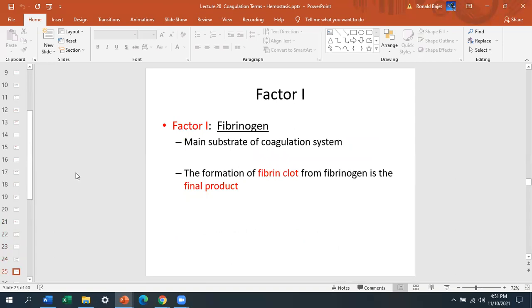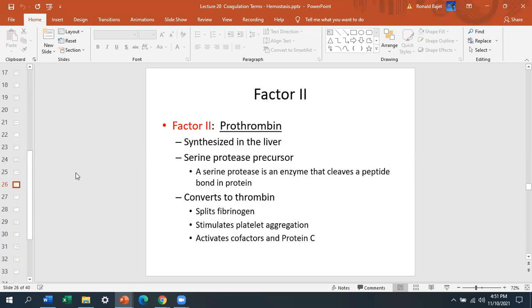Okay. First factor is factor 1, fibrinogen. The main substrate of the coagulation system. Fibrinogen, the term itself looks like a precursor, and fibrinogen will form fibrin. Okay, fibrin is the final product. So fibrinogen will form fibrin.